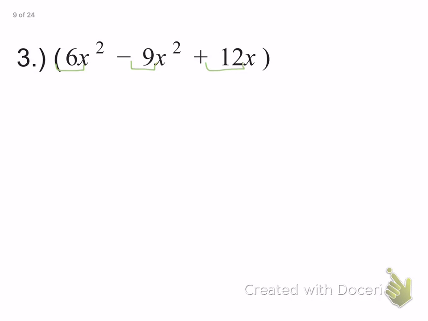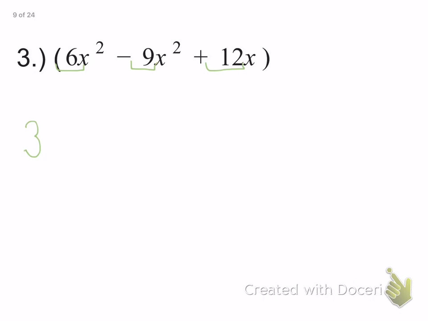So we're going to start thinking logically about these kinds of problems. I have 6, I have 9, and I have 12. If you look at a multiplication table or something, you would have the realization that each of those numbers can be divided by 3. So that's going to be the GCF that I'm going to take out here, a 3.